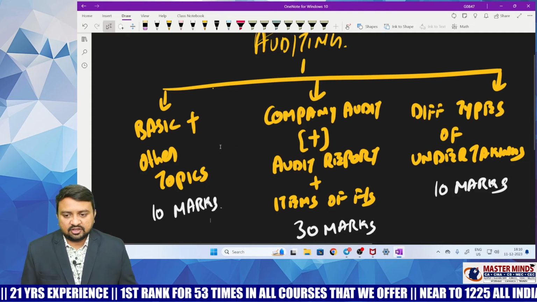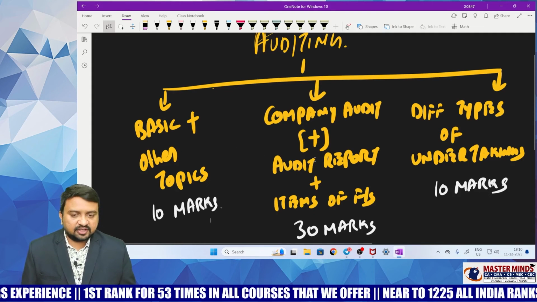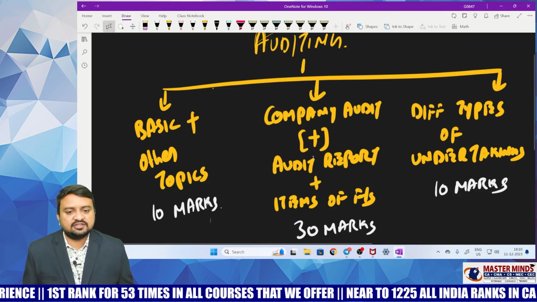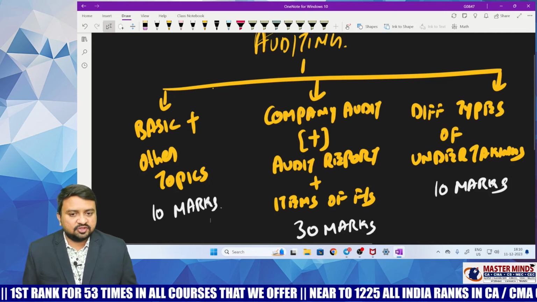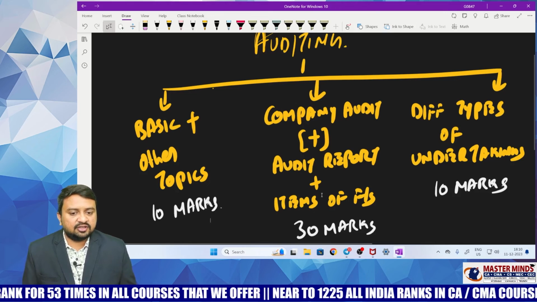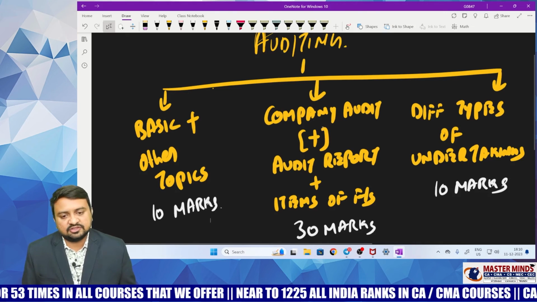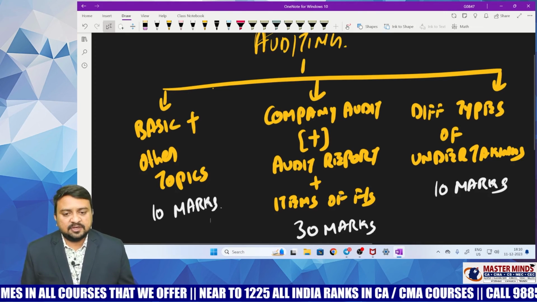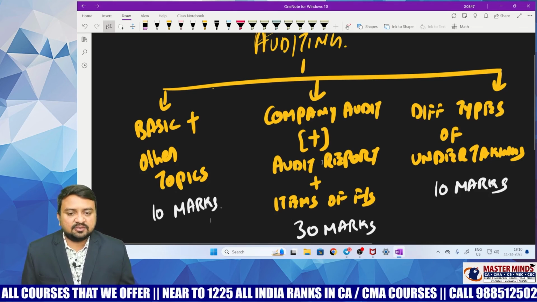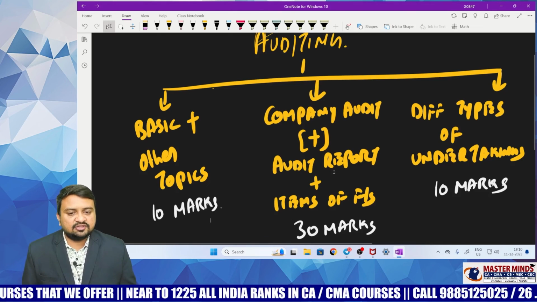So your order of priority for revising one day before the examination, where the available time is only 4 hours, sir: just focus on company audit, audit report, and audit of items of financial statement for the first 2.5 hours. That too, spend the first priority on the areas where there are more numbers. Just try to revise all those numbers.